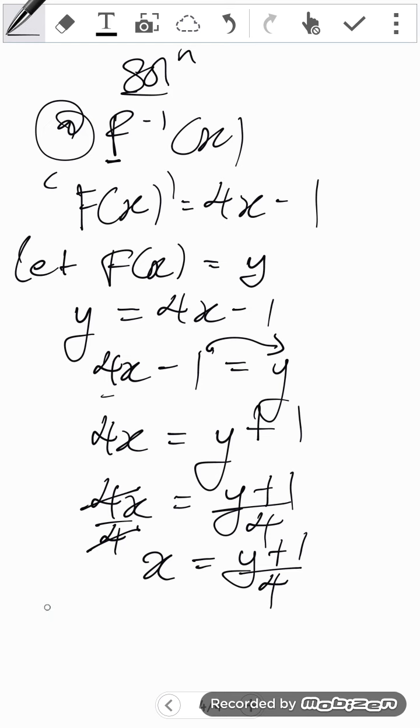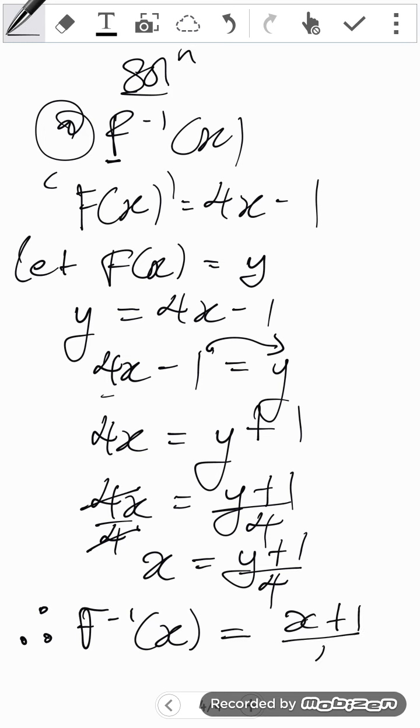So we simply say, therefore, f inverse of x is then equal to, remember, here where there is y, you now have to substitute by putting x, then say plus 1, then over 4. And this is the inverse of this function here. Okay? Alright, let's move on.